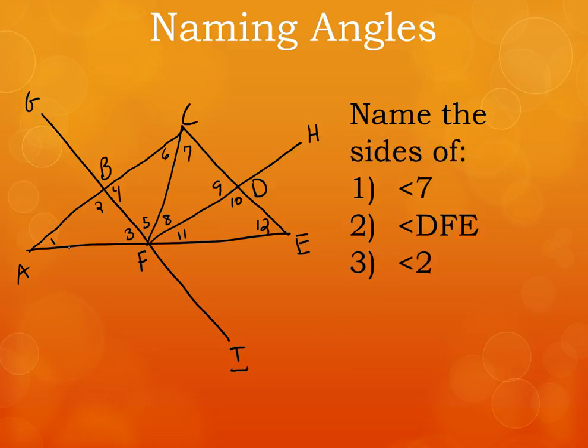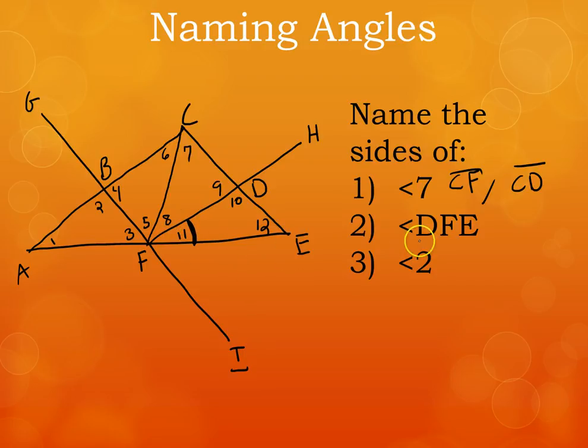Now our sides, slightly more complex, but same general concept. The sides that form angle 7 are side CF right here, and side CD. You also could consider it side CE, since C, D, E are all collinear, but CD definitely is the side that forms angle 7. Now, if they tell you the angle in this form, DFE, well, angle DFE is this angle right here. It's angle 11.